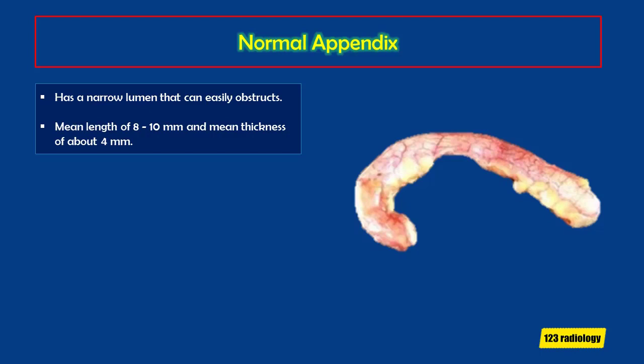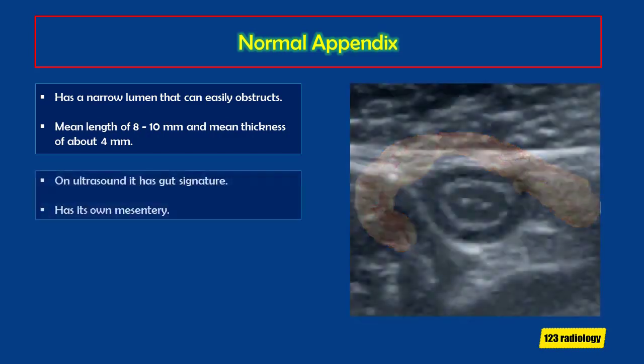The appendix is long and thin, and it is filled with feces and bacteria. It has a narrow lumen that easily obstructs. The normal appendix has a mean length of 8 to 10 millimeters and mean thickness of about 4 millimeters. On ultrasound, it has gut signature. It has mucosa, submucosa, muscularis propria, and lymphoid tissue. And it even has its own mesentery, which can be visualized especially when it's inflamed.